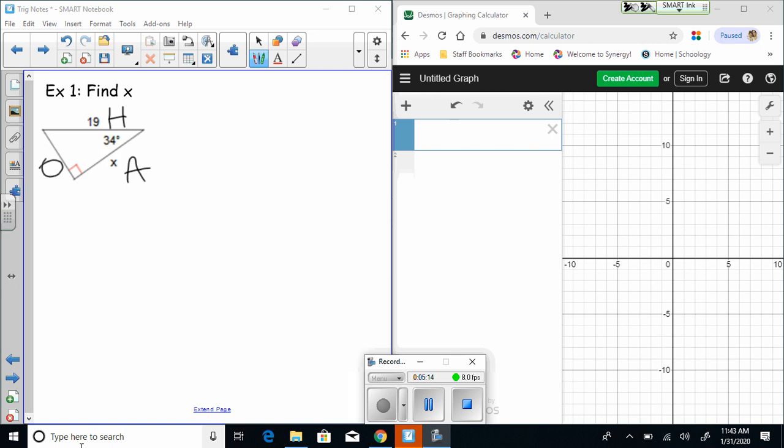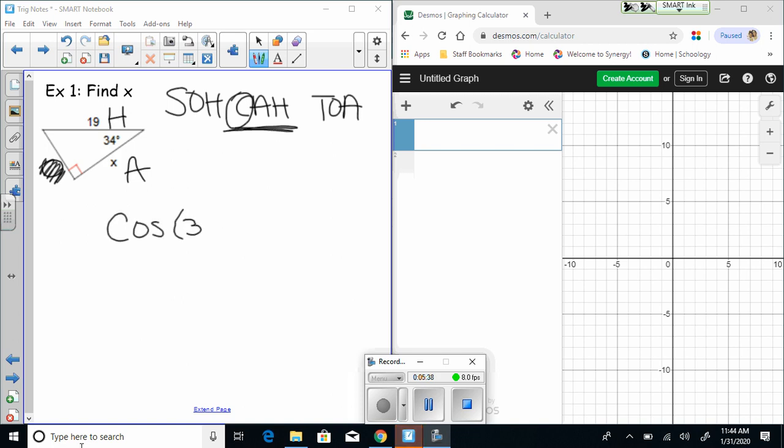We don't have anything on the opposite, so we're going to ignore it. So I kind of cross it out. And so if I stay with my SOHCAHTOA, the only thing I have left is the AH, which tells me I'm going to use cosine. So in order to set this up, you do cosine of the angle, which is 34 degrees, is equal to, now cosine is adjacent over hypotenuse in that order. So on the adjacent side you have x, and over on the hypotenuse you have 19. Okay, so that's how you're going to set this up.